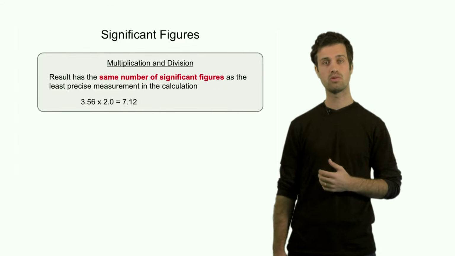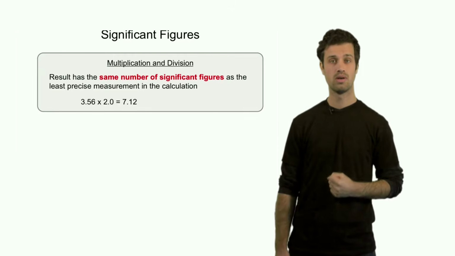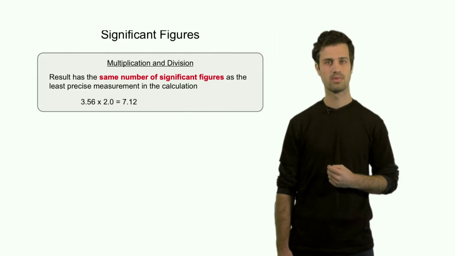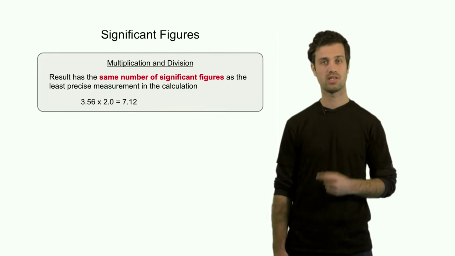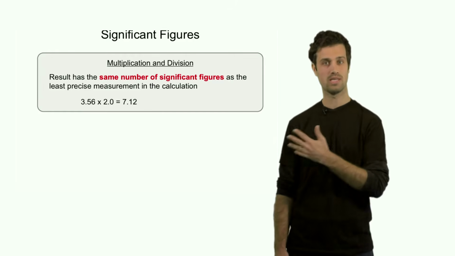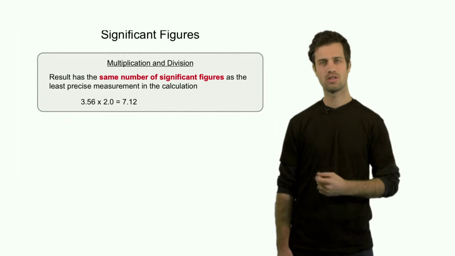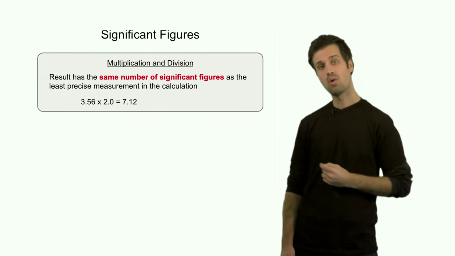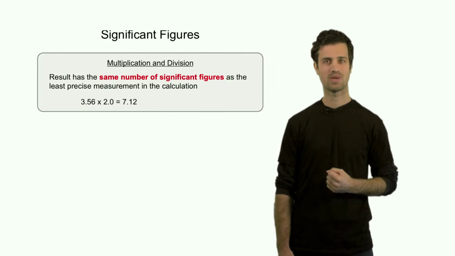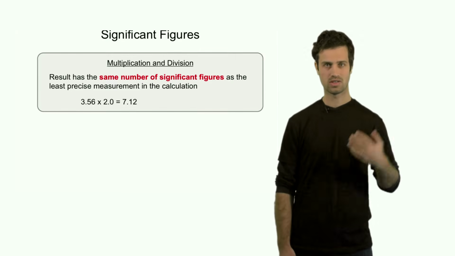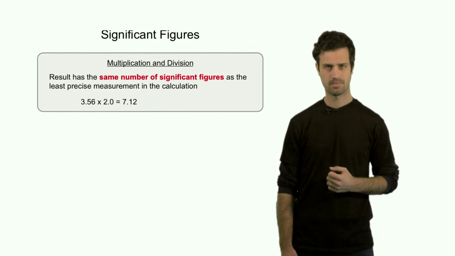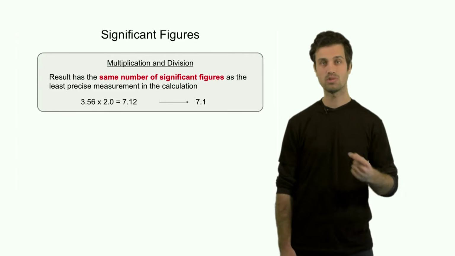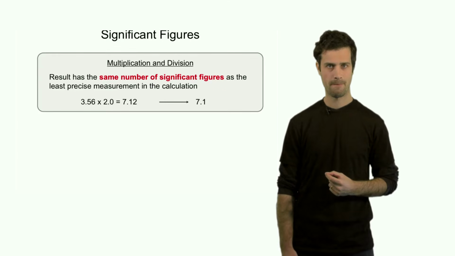Okay, so let's say if I multiply 2 numbers, let's say these 2, the first number has 3 significant figures, the second number has only 2. Your calculator will say, if you multiply these 2 numbers, that the answer is 7.12, which is 3 significant figures. However, the result should be expressed in only 2, because 2.0 only has 2 significant figures, and the answer should be expressed in the same amount of significant figures as the least precise measurement in the calculation. So the final answer should be written as follows, 7.1. Now it's expressed in the correct number of significant figures.